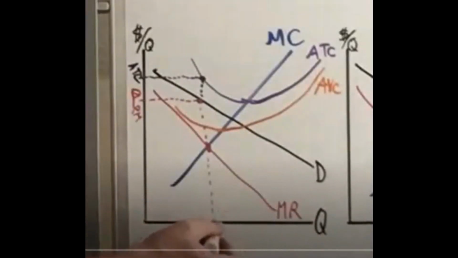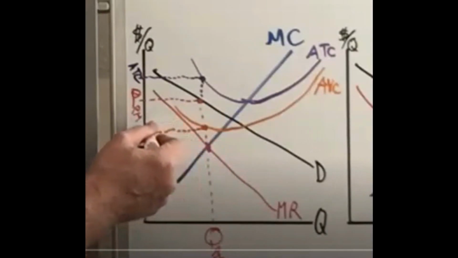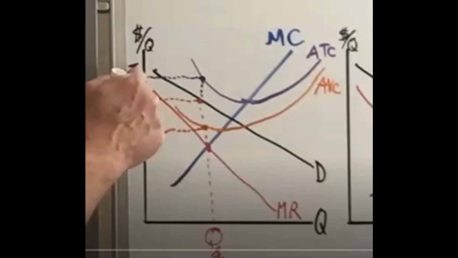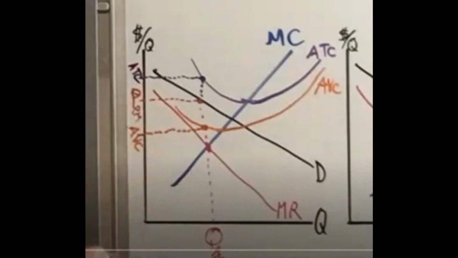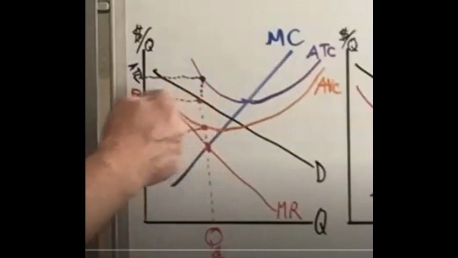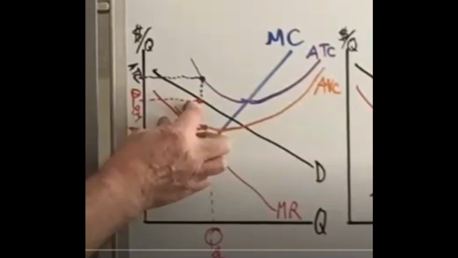If we follow the quantity line up to the average variable cost, we can see that price is still higher than average variable cost. So average total cost is greater than price. Price is greater than average variable cost. So total cost is a bigger rectangle than total revenue, but we are recovering some of our fixed costs.